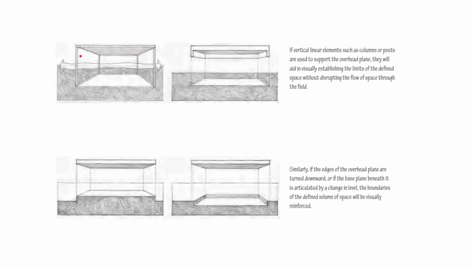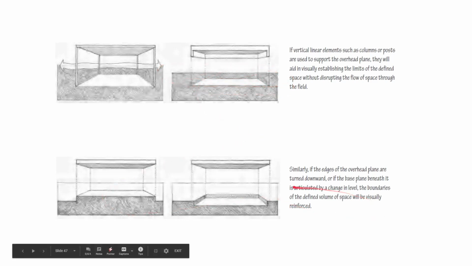So the limits that are entailed in this drawing is on these four corners. So whenever you remove, let's say, the vertical linear elements, it will not disrupt the flow of the space throughout the field. So similarly, if the edges of the overhead plane are turned downward, or if the base plane beneath it is articulated by a changed level, the boundaries of the defined volume of space will be visually reinforced.